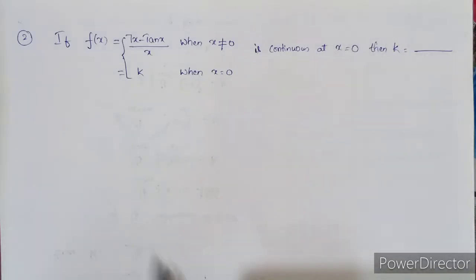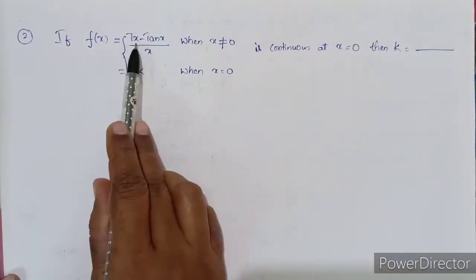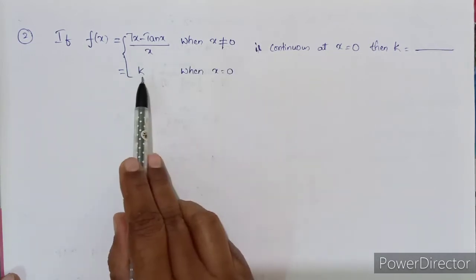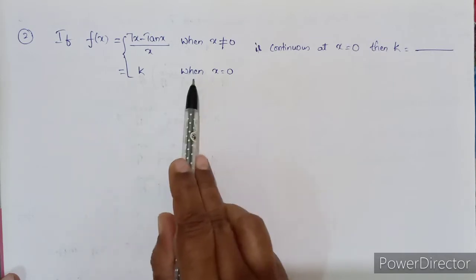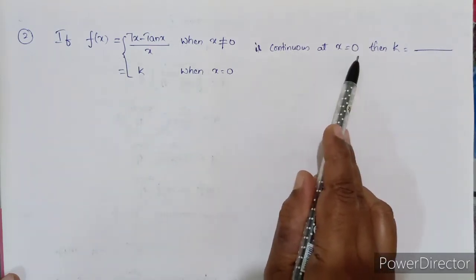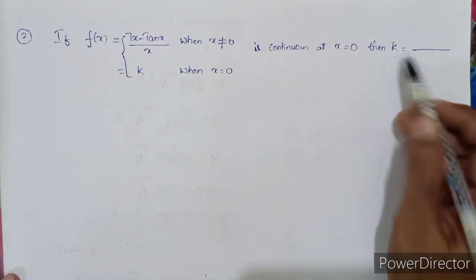Now we'll see second problem. If f of x is equal to (7x minus tan x) by x when x is not equal to 0 and f of x is equal to k when x equal to 0, this function is continuous at x equal to 0 and we have to find out the value of k.